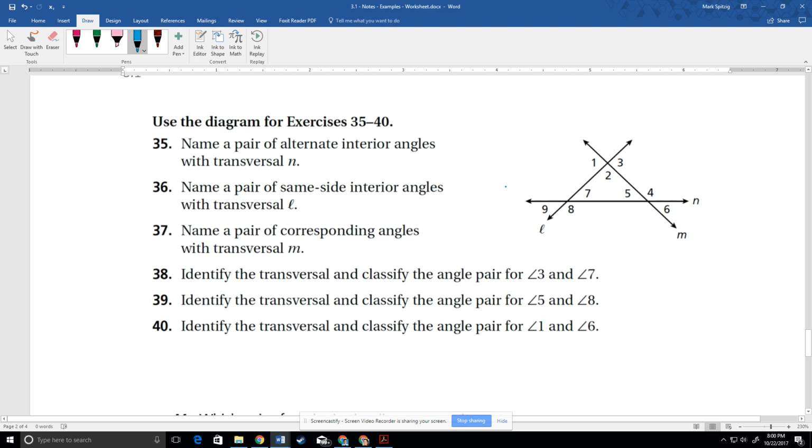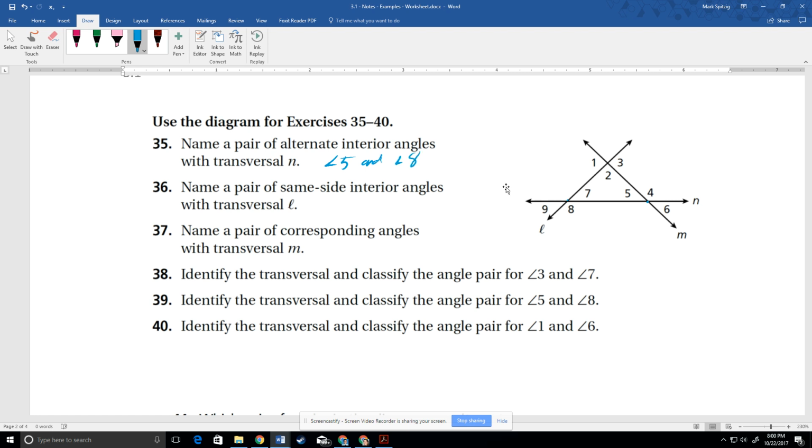So we're looking at transversal N coming across here. It's intersecting here and here. So those are the groupings of angles that I'm looking at. Alternate interior angles would be between these two. So it looks like we can have 7 and this angle. We can't name it, so it has to be angle 5 and angle 8.